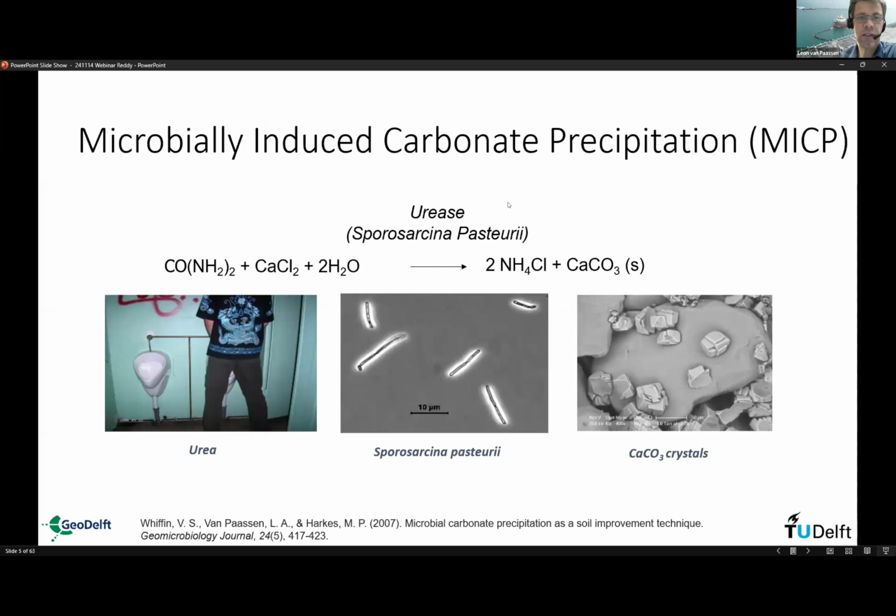So the process I started with, and I think most people have been working on, is the so-called microbially induced carbonate precipitation, often based on the reaction of urea hydrolysis, in which urea reacts with calcium chloride, in most cases, by using the enzyme urease, which hydrolyzes the urea into ammonium chloride and calcium carbonate. And then calcium carbonate minerals will strengthen the ground.